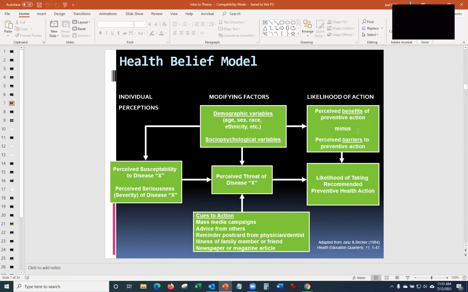Now, if we look over here on the right hand side of this model, we'll see perceived benefits and perceived barriers. So these constructs have to do with a person's perceptions of the good things that will occur if I engage in some preventative behavior, let's say wearing a mask or washing hands, it could be any number of things. Perceived barriers have to do with whether or not it would be difficult to engage in preventive behaviors or actions.